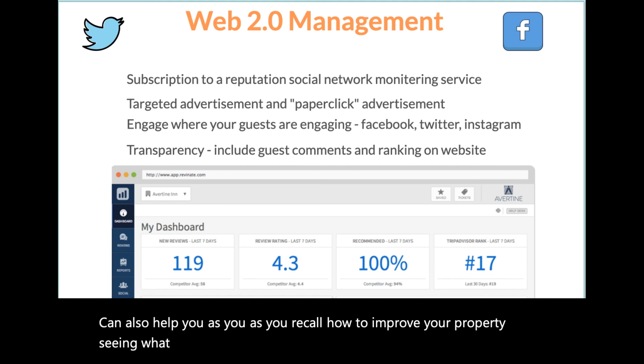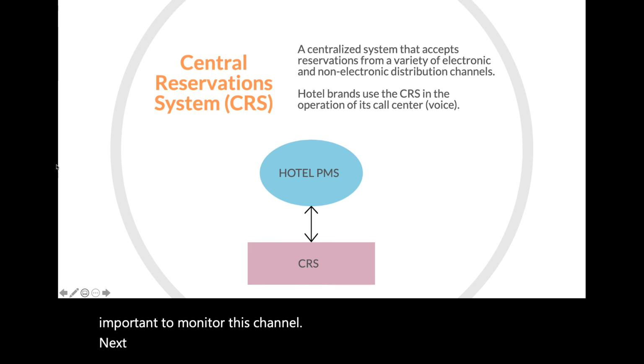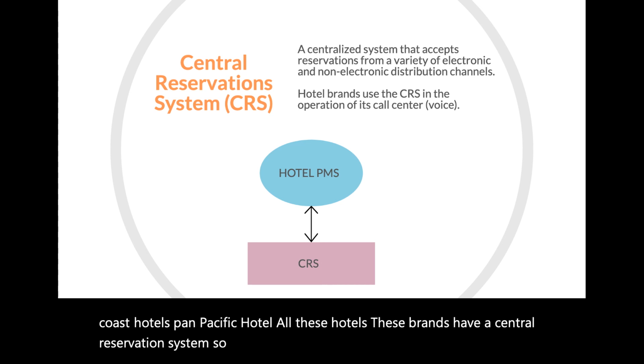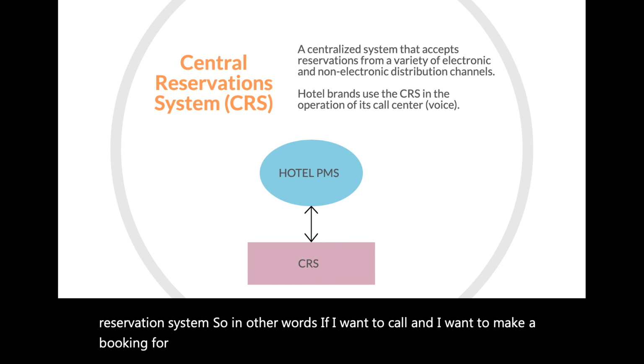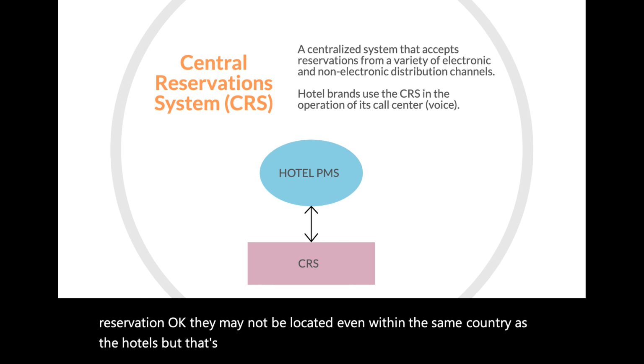Next main distribution channel, okay, is central reservations. So, for instance, Coast Hotels, Pan Pacific Hotel, all of these brands have a central reservation system. So in other words, if I want to call and make a booking for any of these hotels, I'm going to call a central reservation. Okay, and they may not even be located within the same country as the hotels, but that's where the reservations are made. And then they are made on behalf of your hotel.